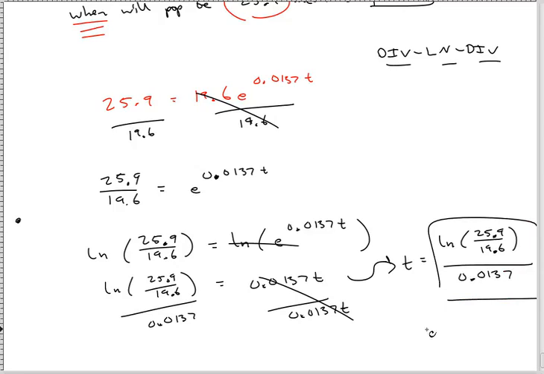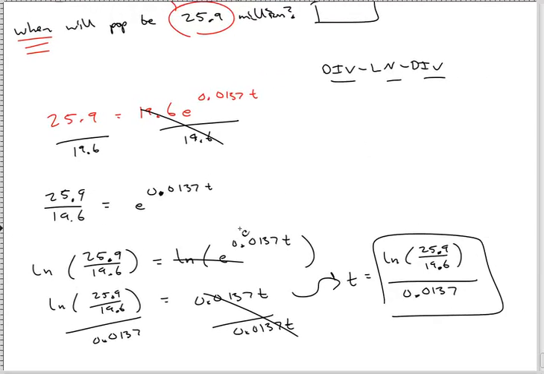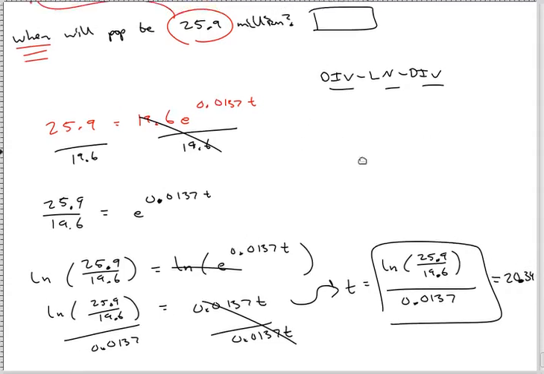Now, of course, we need to find that decimal equivalent. They are talking years here, like when did this happen kind of thing. So let's start typing that in. ln 25.9 divided by the 19.6, close parentheses, and then divide again by the 0.137, and I got 20.34. Okay, now these are years, 20.34 years.